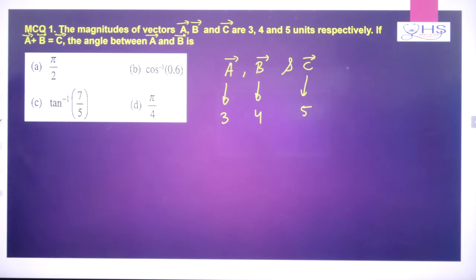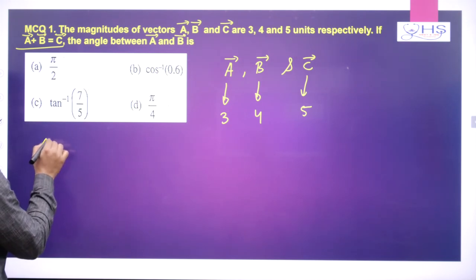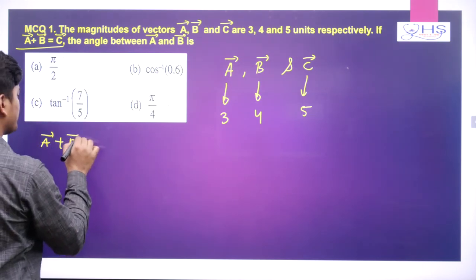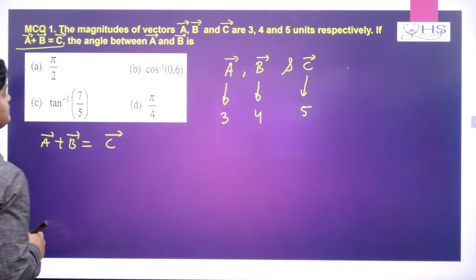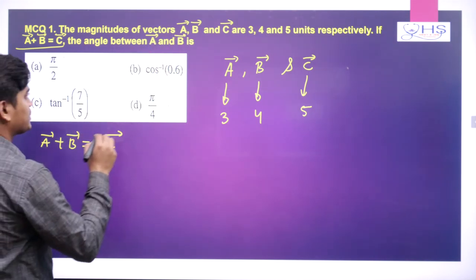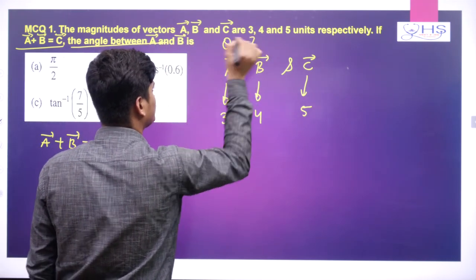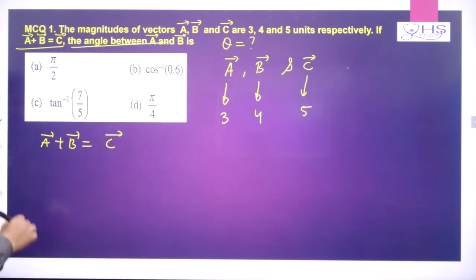Now they are asking, if a plus b equals c vector, that means a vector plus b vector equals the c vector, then what is the angle between the a vector and the b vector? So they are asking for theta, the angle between a vector and b vector, and options are given. Now see here.